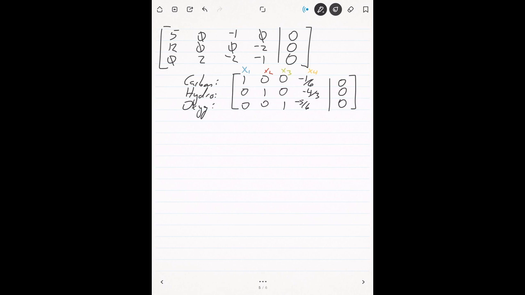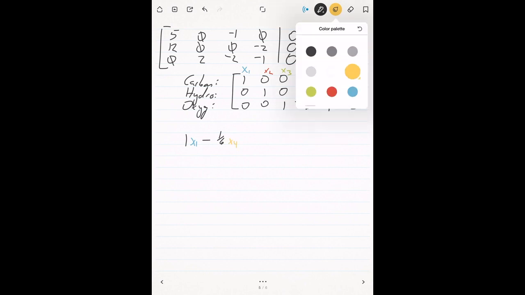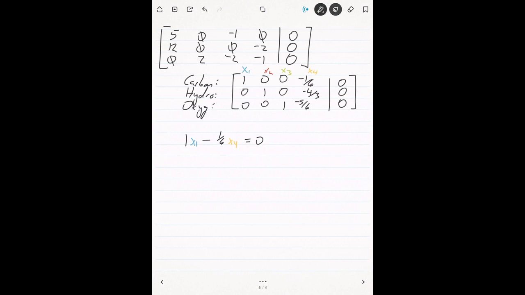We have 1x1 here minus 1/6 x4 equals 0. That's what this first equation's telling us right here. You have 1x1, you have negative 1/6 x4, and those combine together to give you a 0.